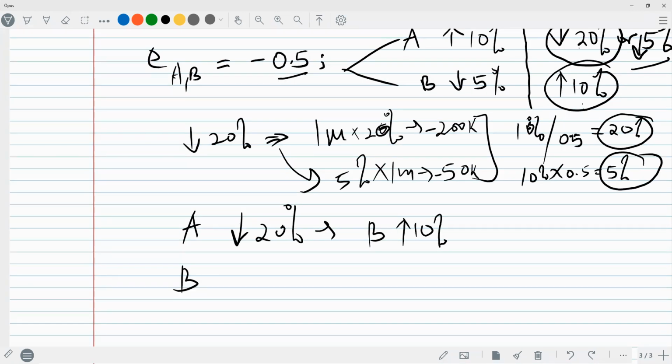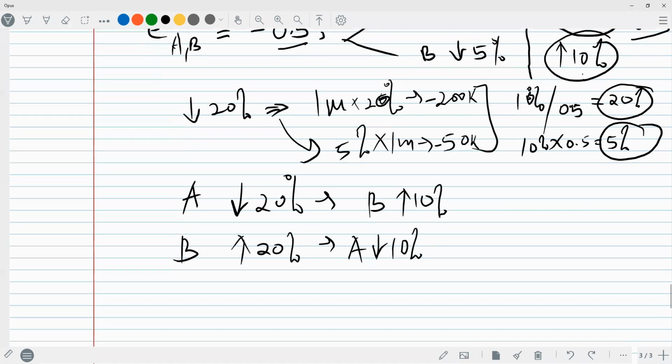Okay. What happens in case B increases? Let me take an example. Now B increased by 20%. Yes, I can say 20%. What happens to A? A should reduce by 10%, isn't it? Yes. It's clear there.